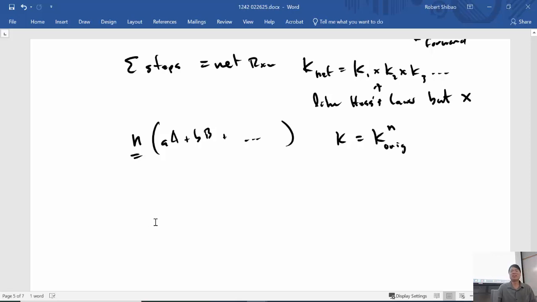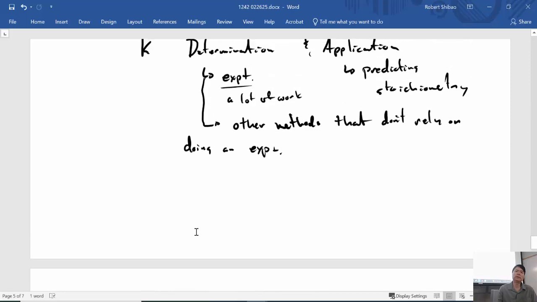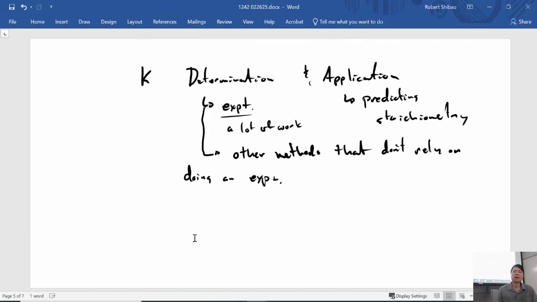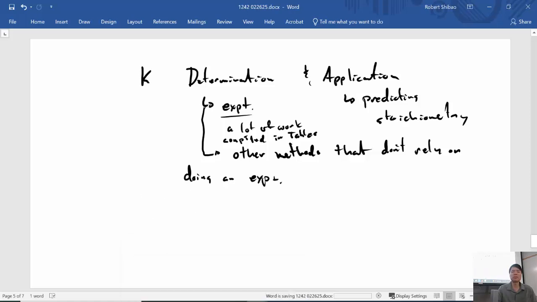So people have done lots of experimental work. There has been a lot of work, and this work is compiled in tables. So we're just going to take advantage of other people doing the work for us, and if something new comes up, then we'll try to figure it out based on these relationships here.